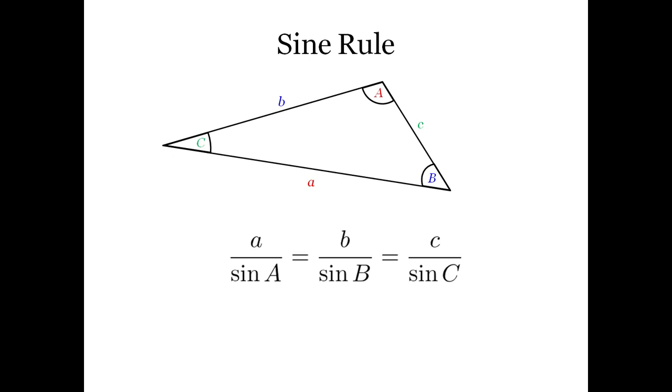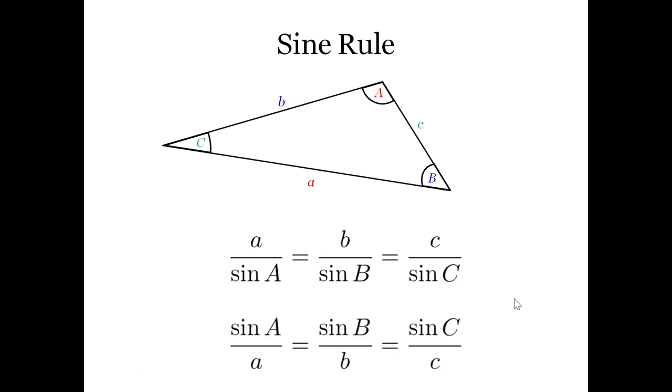It's also worth remembering that it's always the sine of the angle, never the sine of the side. The side appears on its own, the sine of the angle. The angle never appears just by itself. You can have this as a ratio, the other way up.